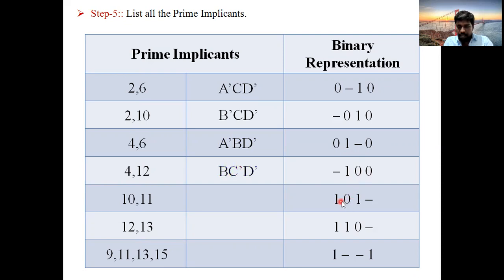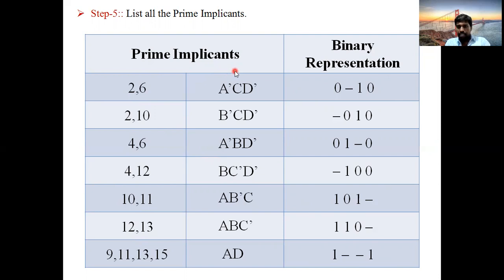Here A, B bar, C. Here A, B, C bar, D is absent. Here B and C is absent. Only A, D is present. A in terms of 1 is A. D in terms of 1 is D. So the answer will be AD. Okay, like this you need to frame the prime implicant table.